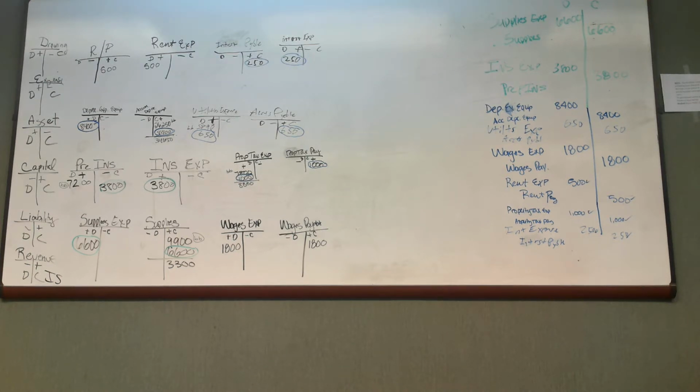Alright, so I'm done with required 2. Required 2A. I have not yet moved on to required 1. So let me look at required 2. Okay, so we have not done our closing accounts. Alright, so let's go to required 1.